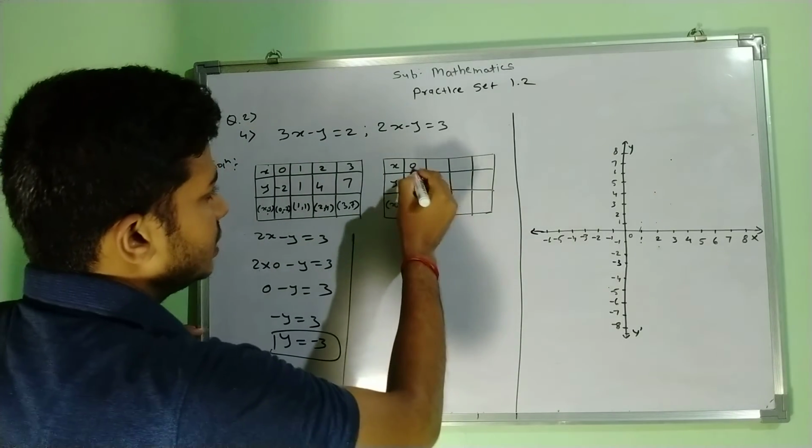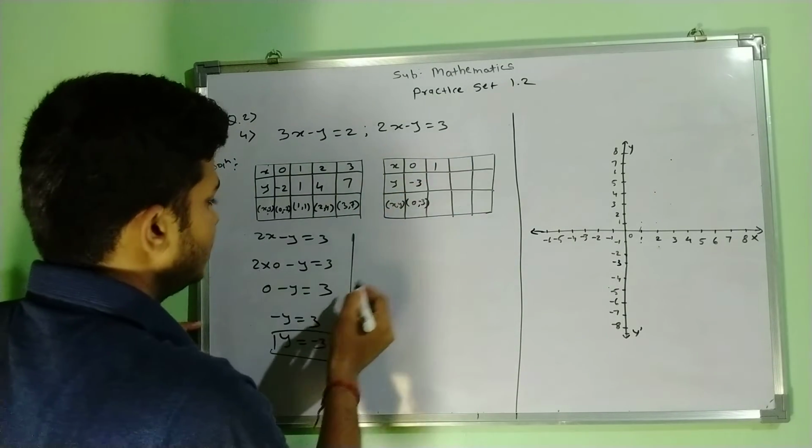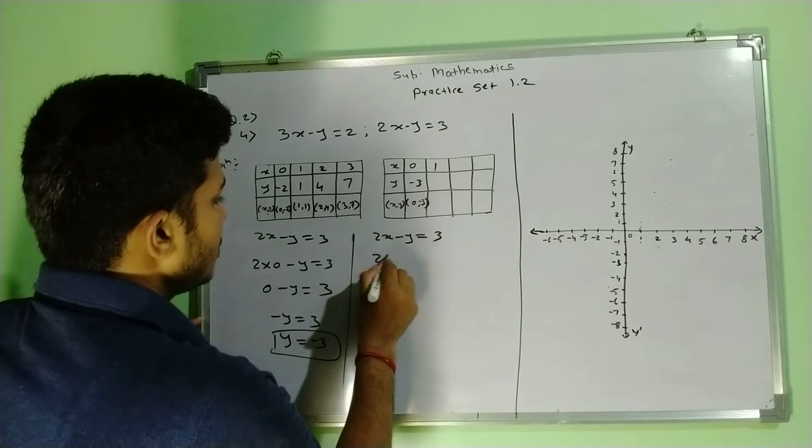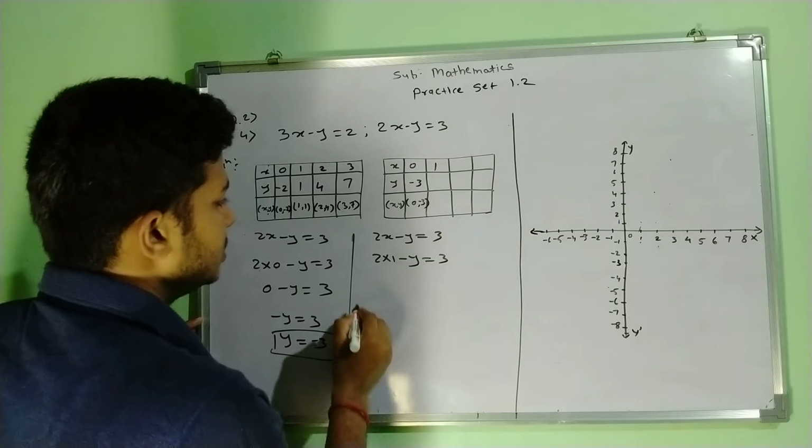Similarly, now we will take the value of x as 1. So our equation is 2x minus y is equal to 3. 2 into 1 minus y is equal to 3.